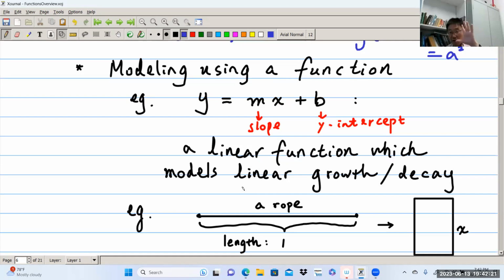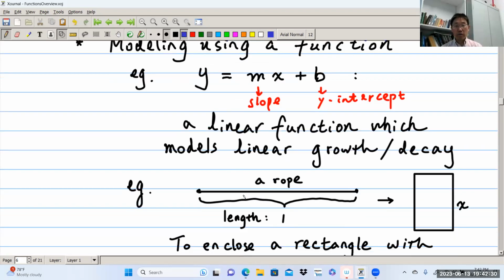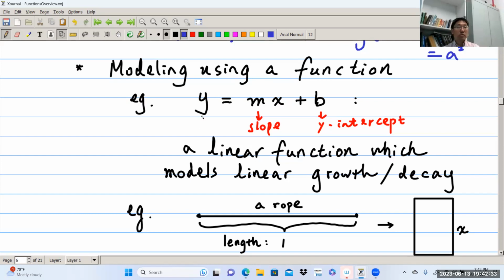So let me give you just a very simple example to appreciate the usefulness of functions. In algebra 1, we studied a linear function y equals mx plus b, where m is the slope and b is the y-intercept. The linear function can be used to model linear growth or linear decay. For example, the conversion of temperature from Fahrenheit to Celsius gives a relation between the two units that is a linear relation.